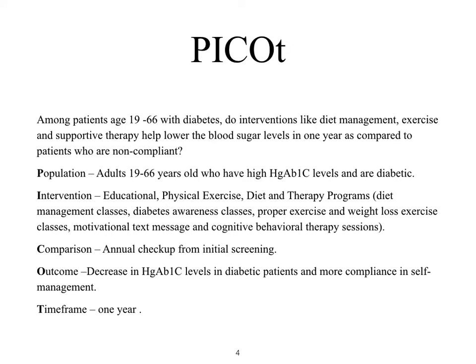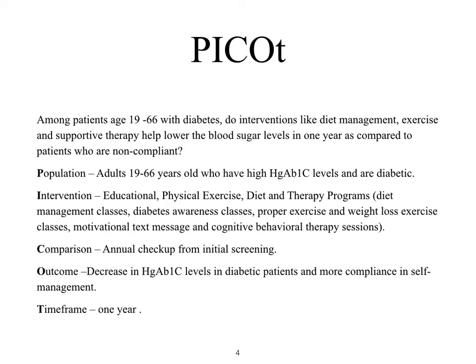So on slide 4, you will see that we developed our PICOT, which is our Population, Intervention, Comparison, Outcome, and Time frame. So our question was, among patients aged 19 to 66 with diabetes, do interventions like diet management, exercise, and supportive therapy help lower the blood sugar levels in 1 year as compared to patients who are non-compliant?